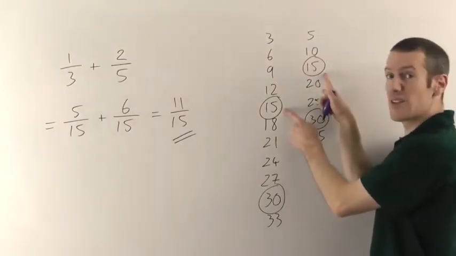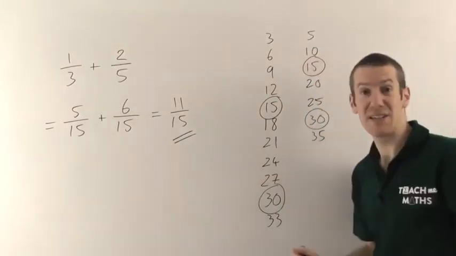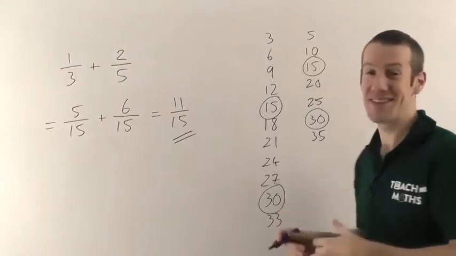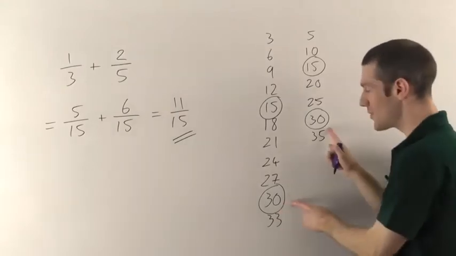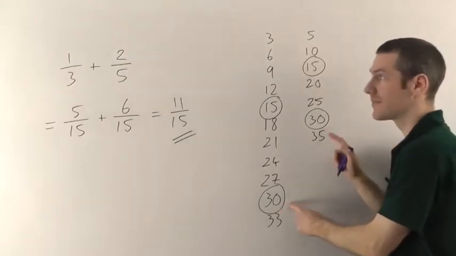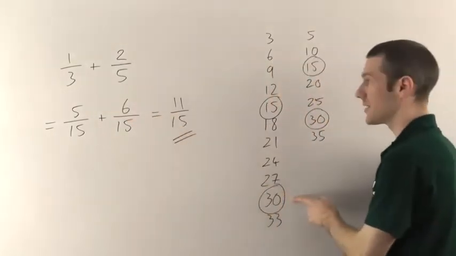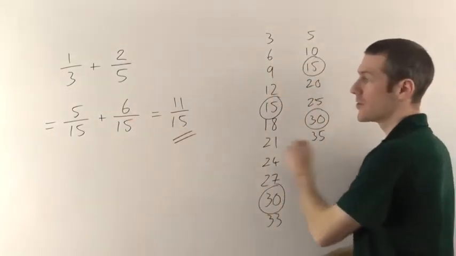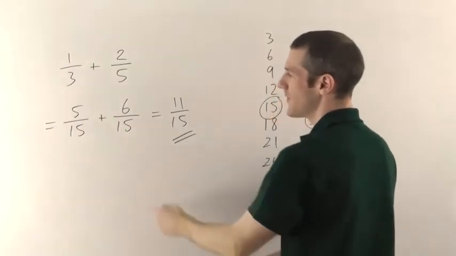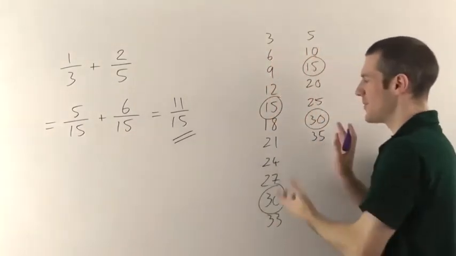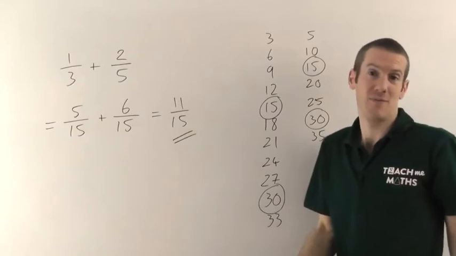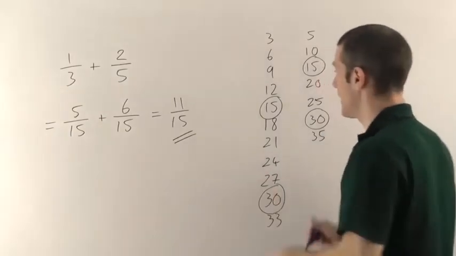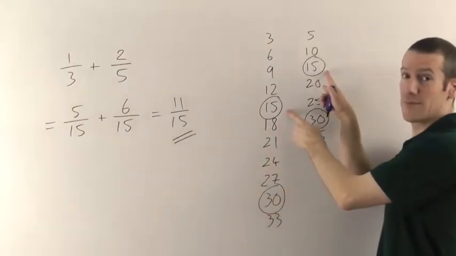Why do we pick the smallest? Well, we're just lazy, basically. We want to make life as easy as possible for ourselves, and you could do it with 30. It would work, yeah? 3 will divide into 30, so will 5. You could put 30s on the bottom here, but if you put 30s on the bottom, then the numbers are bigger and they're just harder to deal with. We just want to make life as easy as possible for ourselves, so we go with the smallest one.